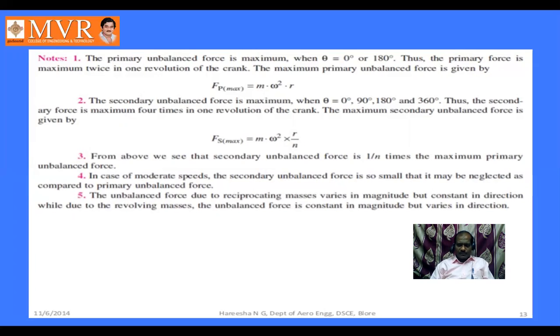In case of moderate speed, the secondary unbalanced force can be neglected. The unbalanced force of reciprocating masses varies in magnitude but is constant in direction, while due to the revolving masses, the unbalanced force is constant in magnitude but varies in direction. That means for reciprocating mass, magnitude varies and direction is constant. In revolving, this is reverse. So this is how I have framed the slides for this class.